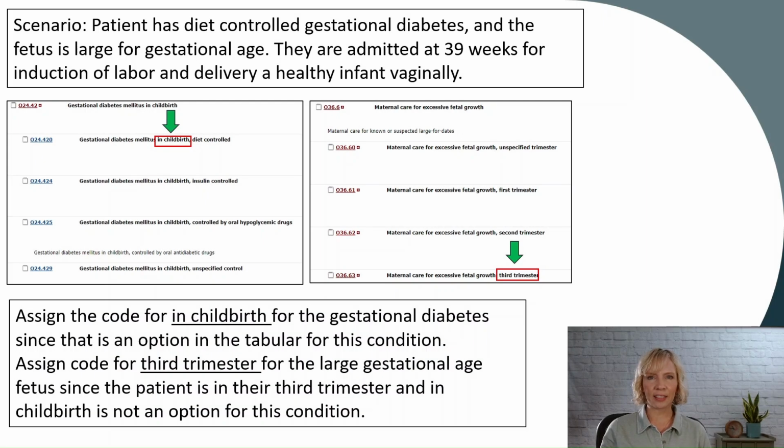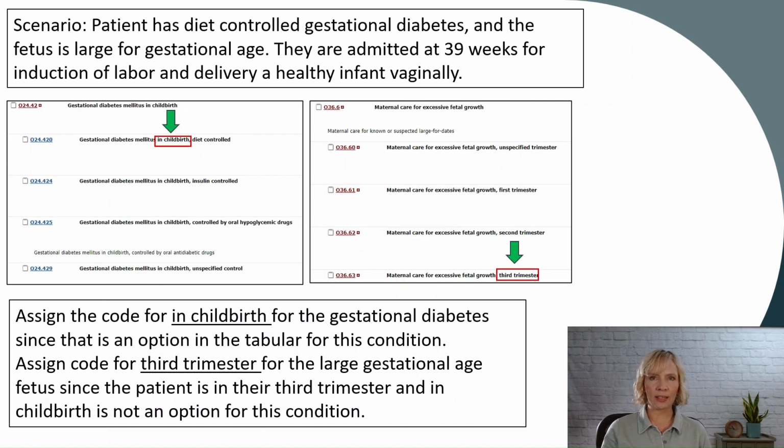For instance, this patient has gestational diabetes and the fetus is large for gestational age. They are admitted at 39 weeks for induction of labor and deliver a healthy infant vaginally. When consulting the tabular to determine the appropriate code for gestational diabetes based on trimester, options are available for both the third trimester and in childbirth. Given that the patient delivered during their hospital stay, the code selected will be the in childbirth option.